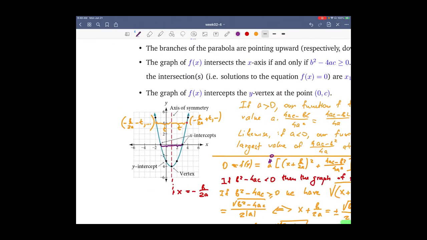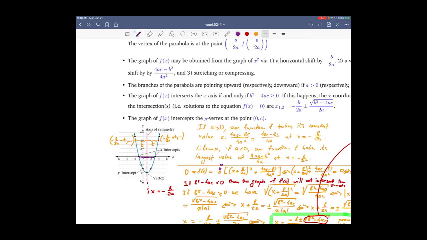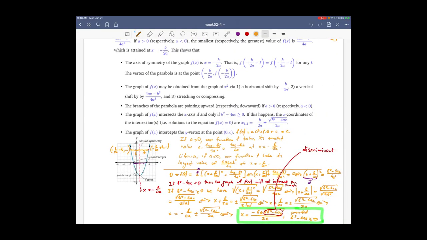Finally, the y-intercept is simply the value of f at 0, and of course, f at 0 is a times 0 squared plus b times 0 plus c, that is simply c. These are basic facts about parabolas and quadratic functions. If we forget something here, or if we didn't mention something that we need to mention, we will go back and mention it again.